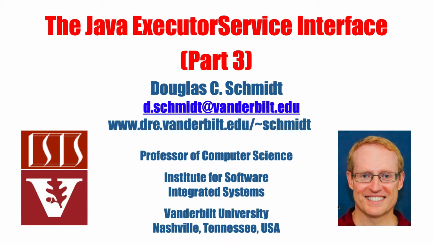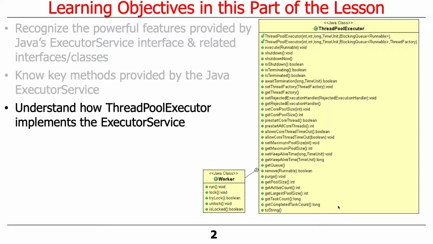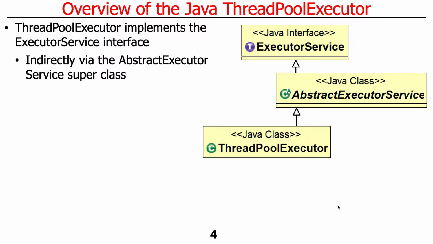Okay, so part 3 of this lesson builds on what we just talked about with respect to what the interface does, and we're going to take a quick look at how the ThreadPoolExecutor, which is a Java class that's part of the java.util.concurrent package, implements the ExecutorService interface. So now we're shifting from the API into what's actually going on behind the scenes.